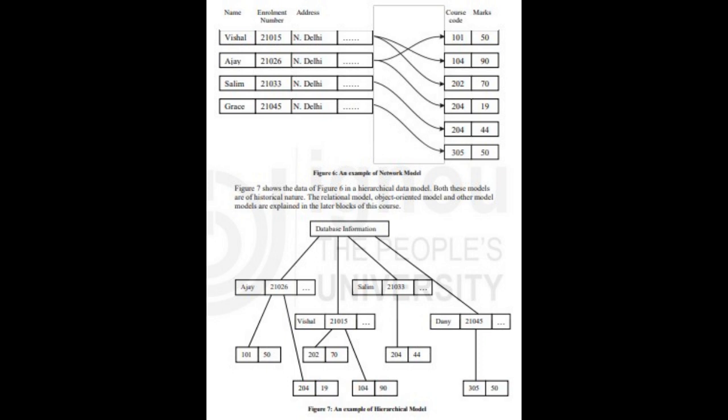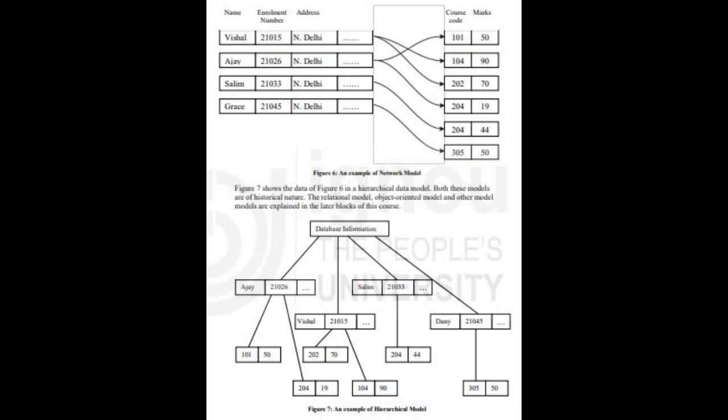Graph-based models. Graph data model. Graph is an important data structure consisting of nodes and arcs. The node can represent an entity while the links can be used to represent a relationship. Some of these types of data models are used in NoSQL database management systems discussed in Block 4.